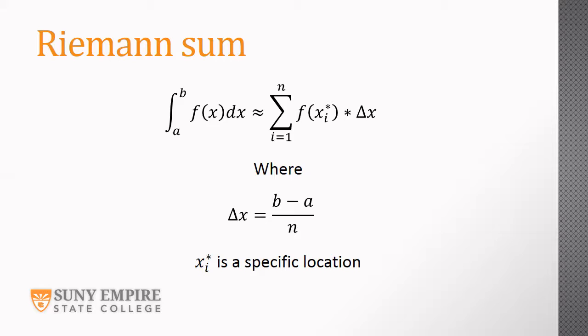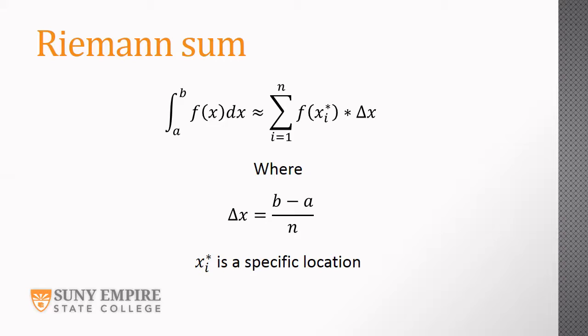These sums introduce some excellent notation. The basic idea is to break the region of integration into n number of rectangles. If we do so, then the integral from x equals a to b of the function f of x with respect to x is approximately equal to the sum from i equals 1 through n of the function of x sub i star multiplied by delta x. This delta x is the difference of b minus a divided by n, or the overall width of the area divided by the number of rectangles we want to form.